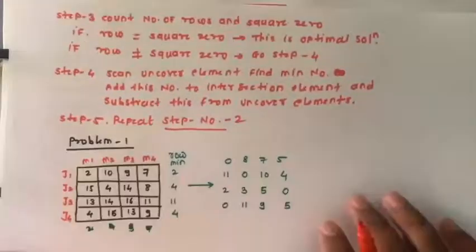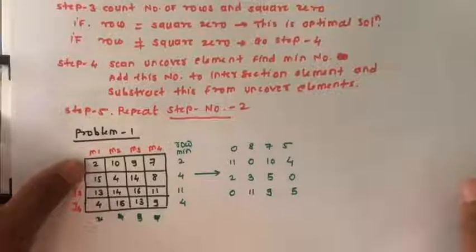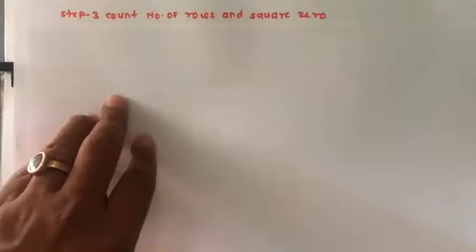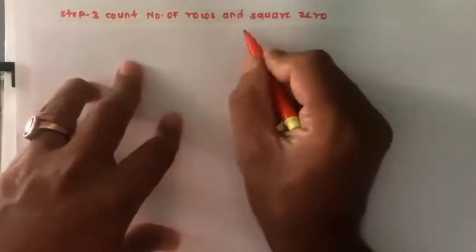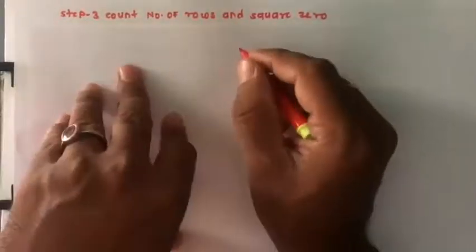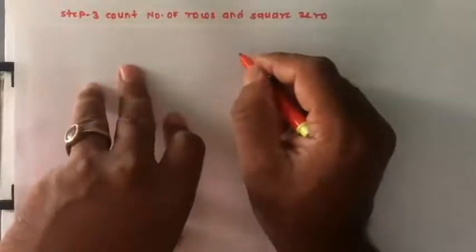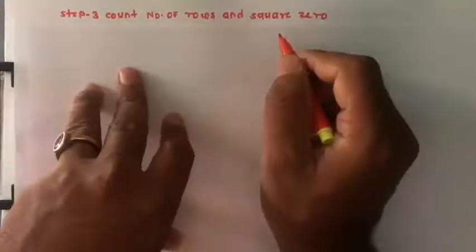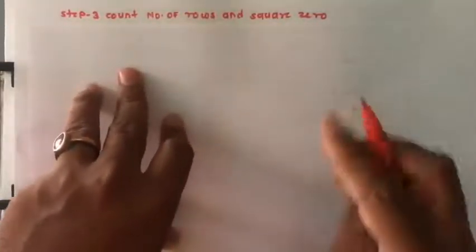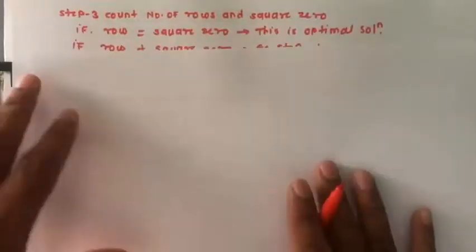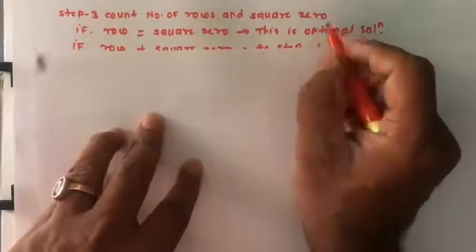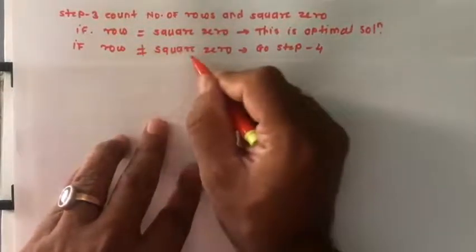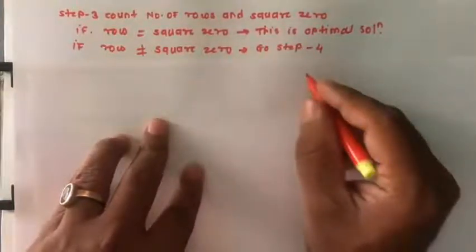Okay, so the third step is, after marking the lines, count the number of lines and square 0s. Okay, so we know that in our first example the number of rows is 3. Then after that we have to note down the square 0s which we marked in the last step. Okay, after that, if the lines are equal to the square 0s, then this is the optimal solution of our problem. And if the lines are not equal to the square 0s, then we go for step number 4.